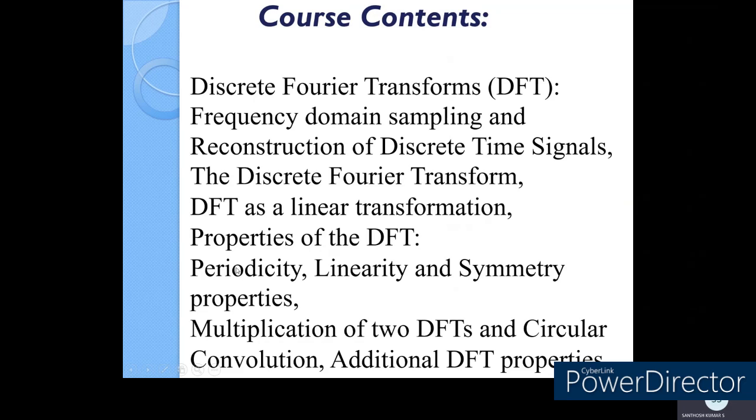Some of the properties are the periodicity property, linearity, the symmetry property, and also the multiplication of two DFTs, and you're going to see the circular convolution of signals and many additional properties. So these are the things you are going to study in module 1 as CO1. To summarize, in module 1, we are going to derive the formula for the DFT, and we are going to see a different method of finding the DFT of any signal, that is by using the matrix method, and we'll see some of the properties of the DFT.